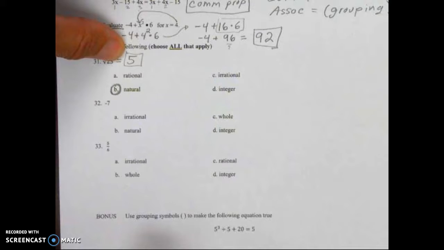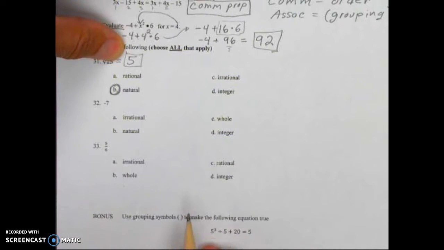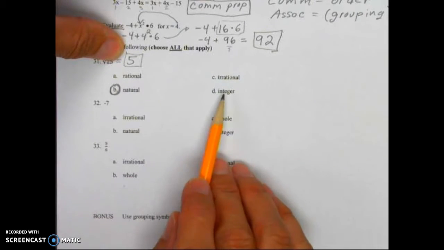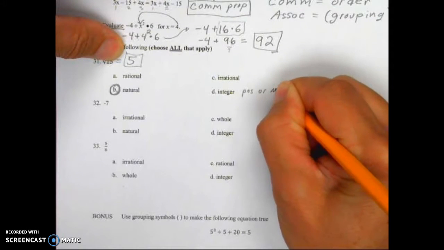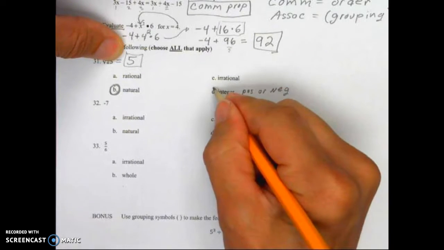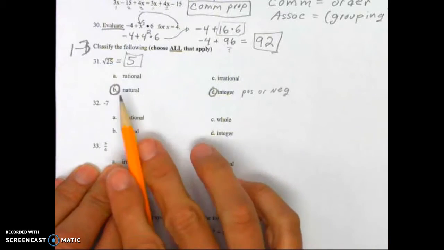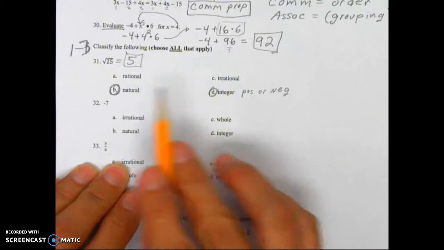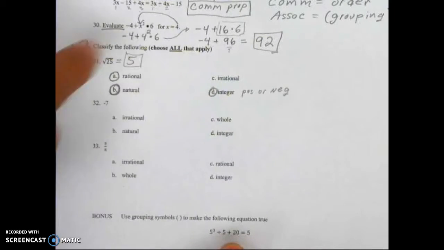Right? It's like a birthday number. Then we had the whole numbers. Whole numbers meant it had 0. So 0, 1, 2, 3, 4, 5. But they don't have that listed. Integers means it's positive or negative. Well, 5 is positive, right? So it is an integer. And then if it's a natural and it's an integer, then it's automatically rational. It makes sense. So this one has all 3 answers.